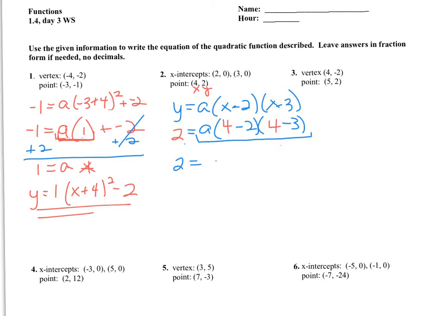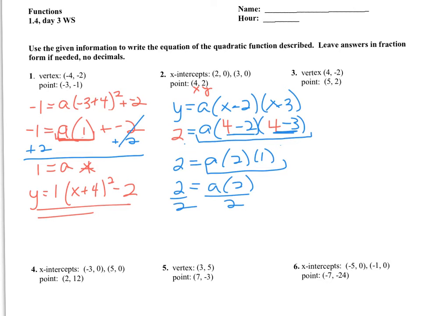So we would have 2 equals a times 4 minus 2, which is 2, and 4 minus 3, which is 1. Again, one big product, so that would be a times 2 times 1, which is 2. Now to get a by itself, just divide. And that's why we ended up with 1 for both of them. It won't always be 1, but it just turned out that way for these two problems.